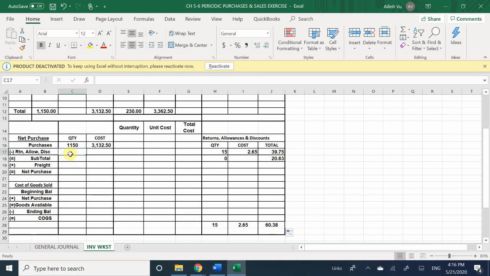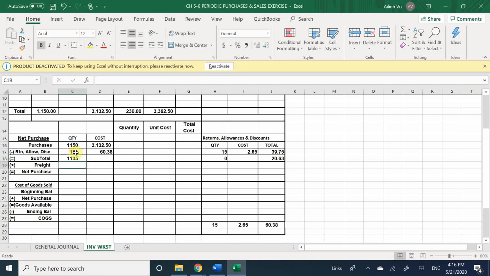So how many items did we return? 15. Okay? And how much did all of that cost? $16.38. All right? And what's going to happen here is it indicates that you need to subtract it. Oh, I see. Okay. Yes, that's where we make the adjustment.